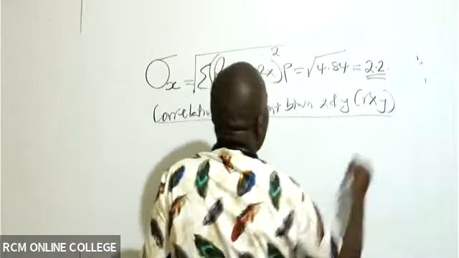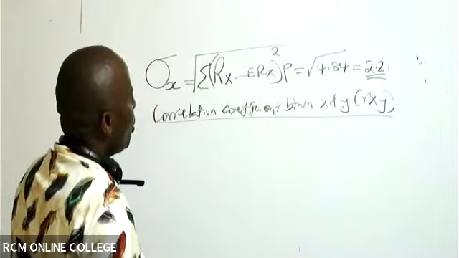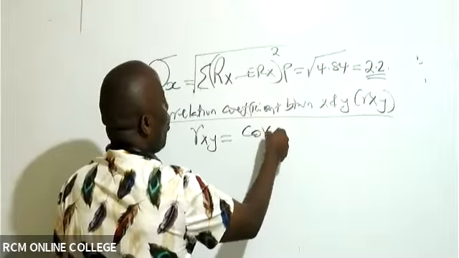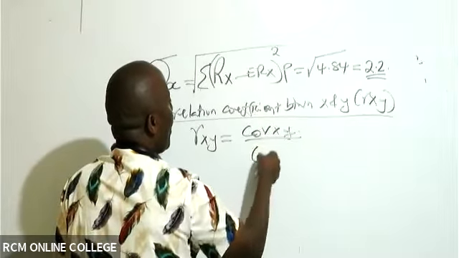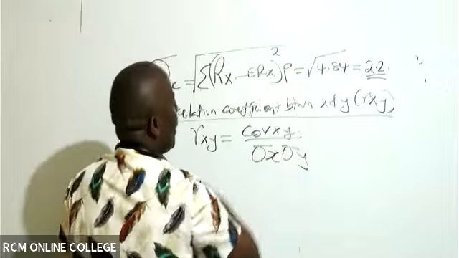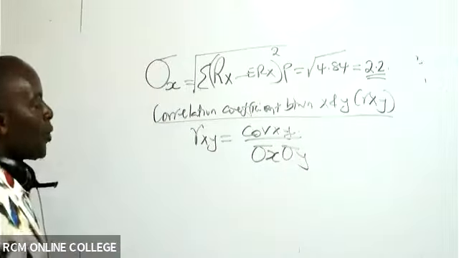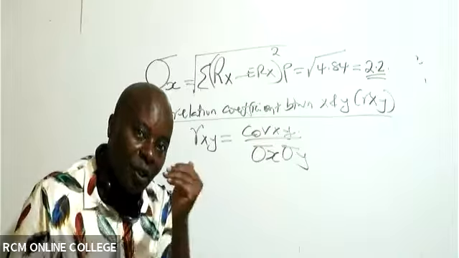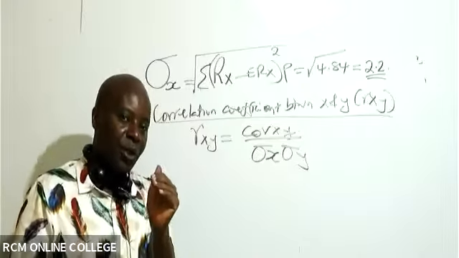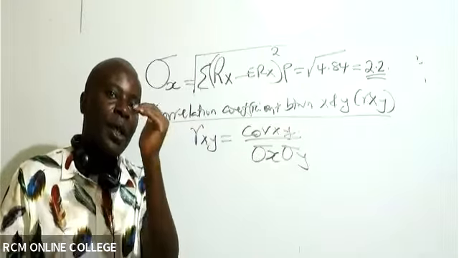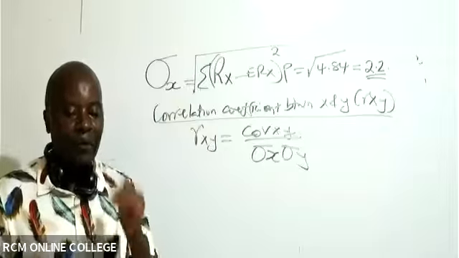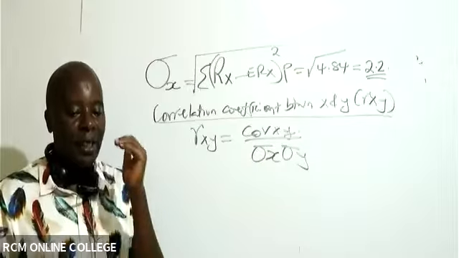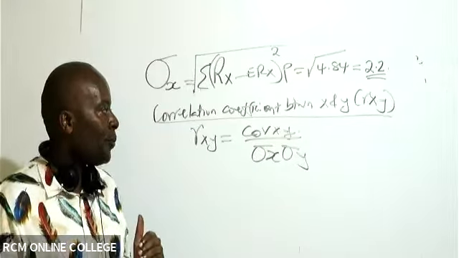How do we get this R between X and Y? It's very easy. You will take the covariance between X and Y divided by the respective standard deviations. So anytime they tell us to give them coefficient of correlation, it shall be the standardized covariance. The covariance divided by the respective standard deviations.